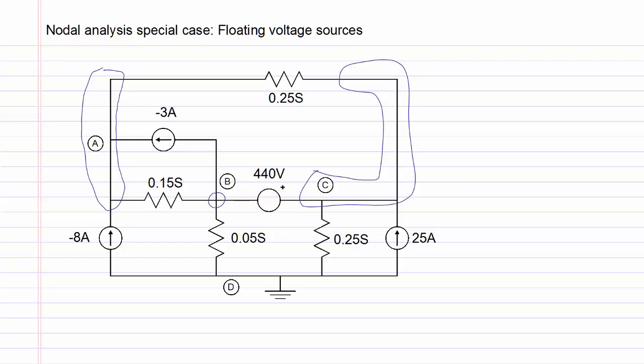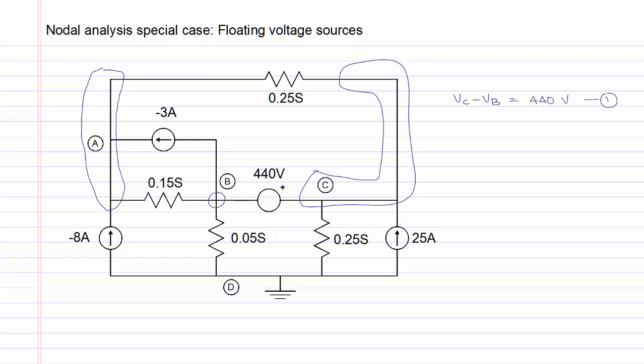Before we write any KCL equations for nodal analysis, we note that the independent voltage source is connected between nodes C and B such that the nodal voltage Vc minus Vb will be equal to 440 volts. This equation will be useful in the solution of this circuit. We will begin by writing KCL at node A.